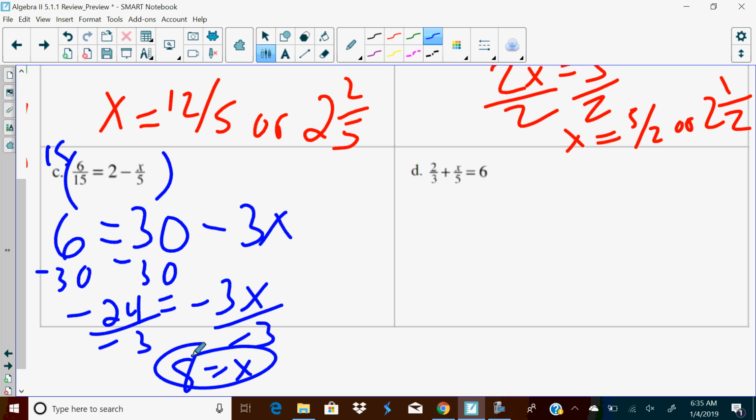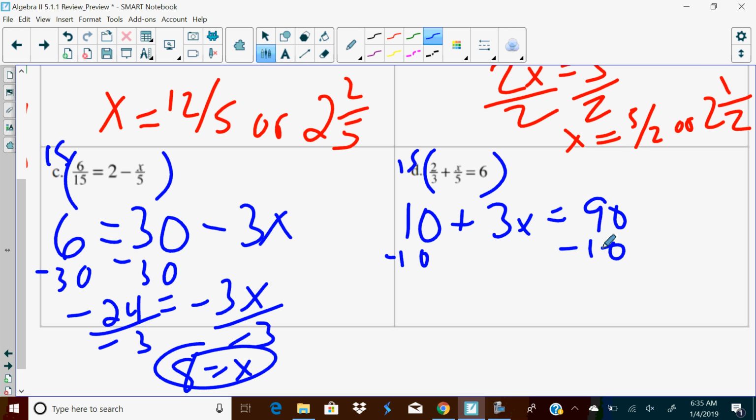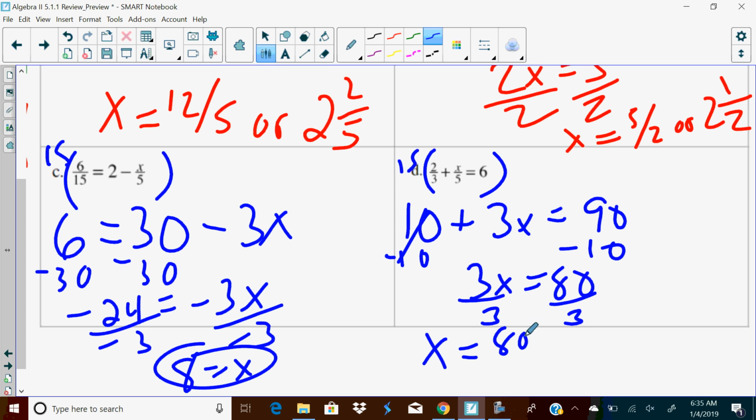Problem D, my common denominator is going to be 15 again. So I'm going to multiply everything by 15. 3 goes in 15, 5. 5 times 2 is 10. 5 goes in 15, so I get a 3x. And 6 times 15 is 90. So I get 3x equals 80. So I'm going to get x equals 80 over 3, or 26 2/3.